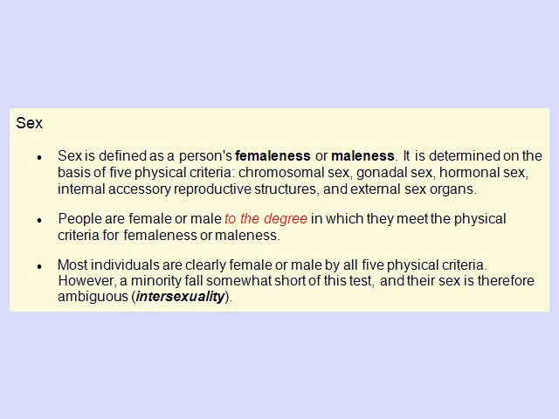Sex. Sex is defined as a person's femaleness or maleness. It is determined on the basis of 5 physical criteria: chromosomal sex, gonadal sex, hormonal sex, internal accessory reproductive structures, and external sex organs. People are female or male to the degree in which they meet the physical criteria for femaleness or maleness. Most individuals are clearly female or male by all 5 physical criteria. However, a minority falls somewhat short of this test, and their sex is therefore ambiguous. Intersexuality.